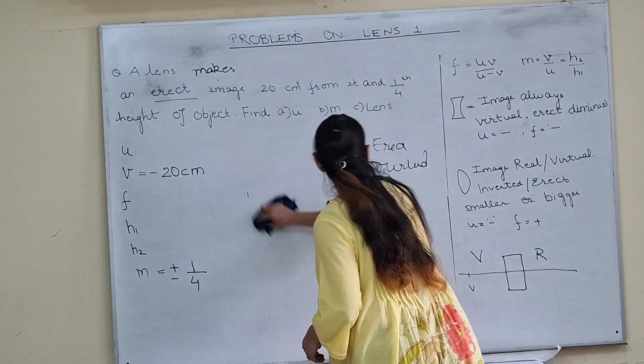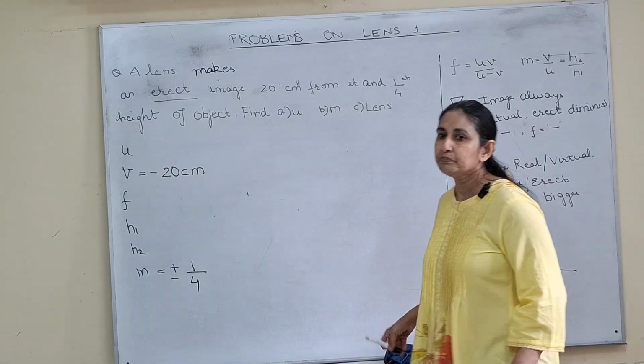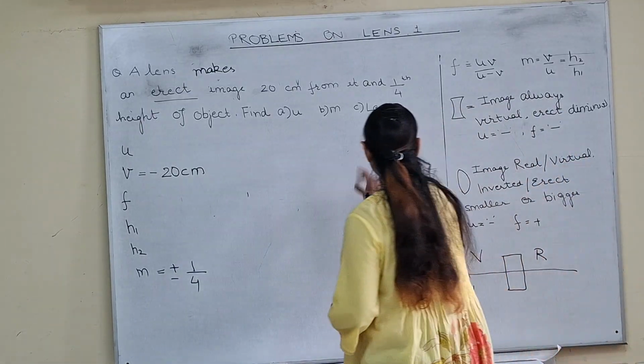Okay, so let's draw. We'll remove all this. We wrote this so that we could understand which lens it is. Now we'll start drawing the rough diagram.